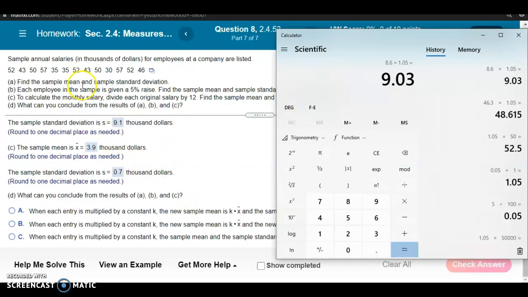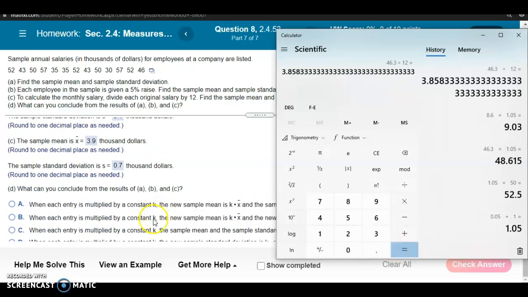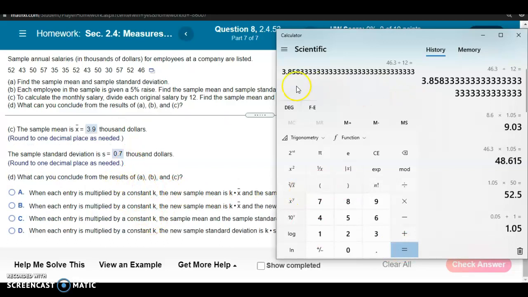So in part C, we took each of the salaries of the employees and divided them by 12, and then we found the sample mean and sample standard deviation. You can go back to the spreadsheet to remind yourself what we did there, what the numbers ended up being. So basically the mean of the original data set was 46.3. If we divide that mean by 12, we should get the mean that we got in part C, which, when you round it, is about 3.9. So 3.858333, when you round it to the nearest tenth, we get about 3.9.